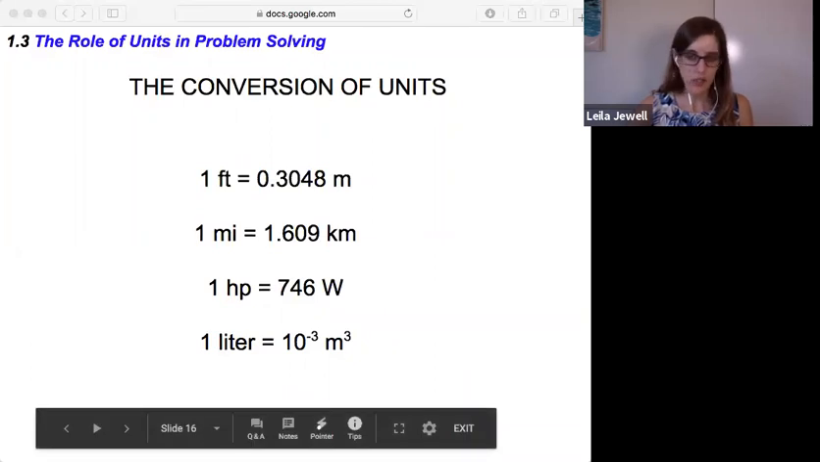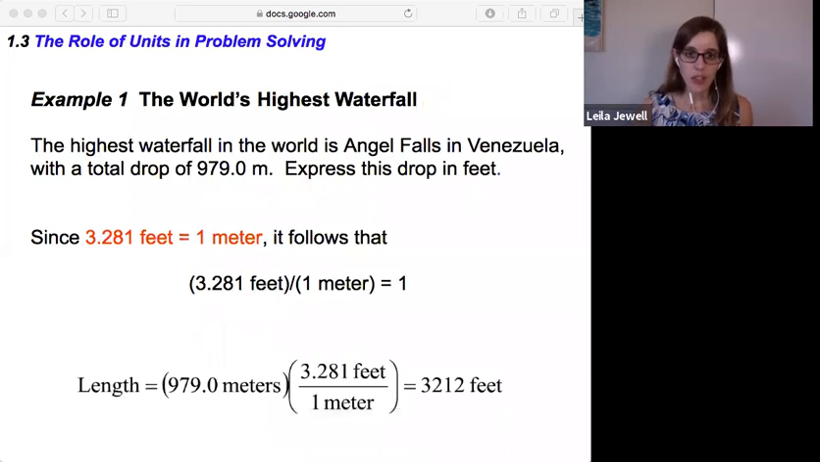Well, let's look at an example. The world's highest waterfall. The highest waterfall in the world is Angel Falls in Venezuela with a total drop of 979 meters. It sounds like a lot. Express this drop in feet. So we're going to use that conversion factor, which is just the inverse of the one on the previous slide, that 1 foot is equal to 0.3048 meters. If you flip the numbers around, you'd get that 3.281 feet is equal to 1 meter.